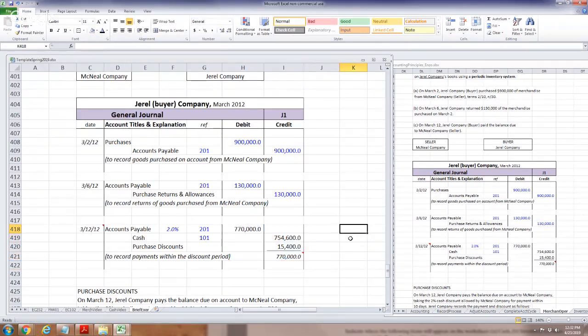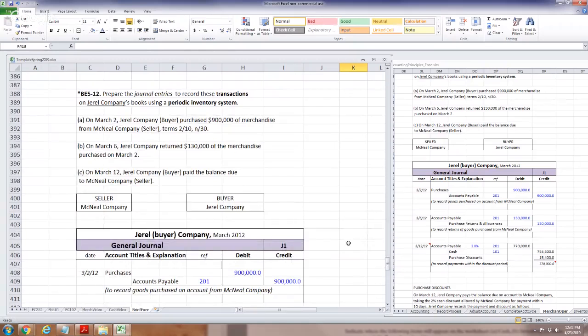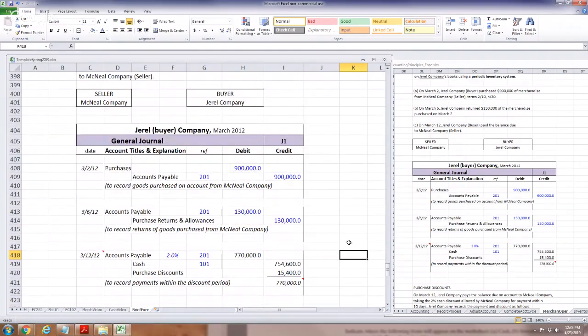All right, so what were we asked to do here? It says make journal entries, then a purchase, fine, then a return, okay, and they paid the balance. And how that all happens in terms of a journal, there it is. There's how it happens. Okay.